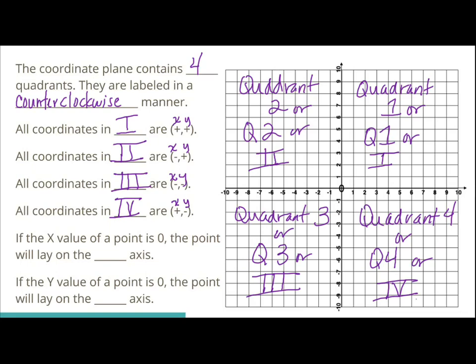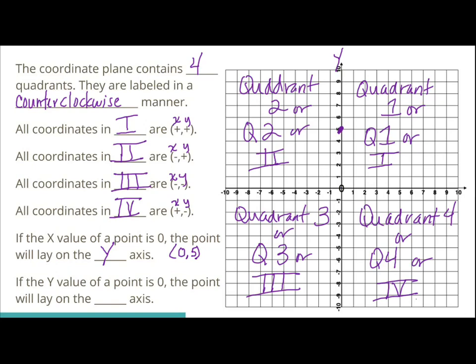Sometimes you are going to have points that fall directly on the axis. So if our x is 0 and our y is some number, what axis is it going to be on? Well, if we start at that origin and it's 0, that means we're going to stay there at the 0. And then we have to move up to, say, the 5. Well, this point is directly on the y-axis. So if the x is 0, the point will be on the y.